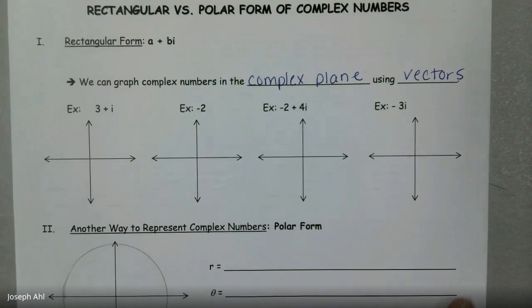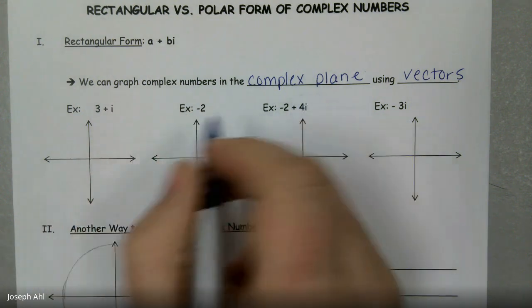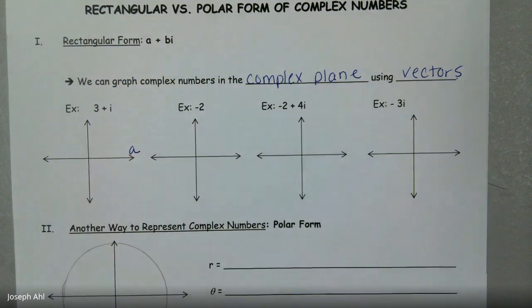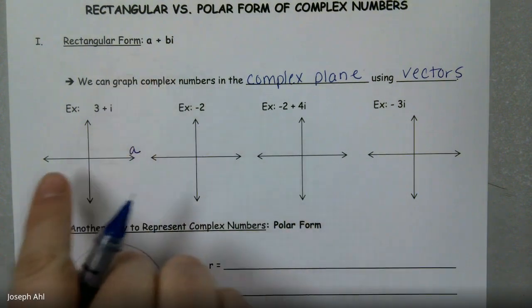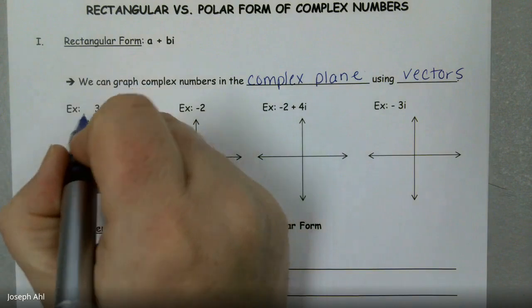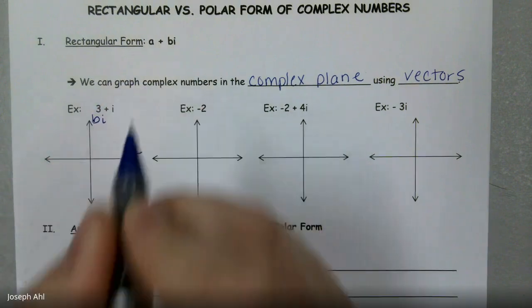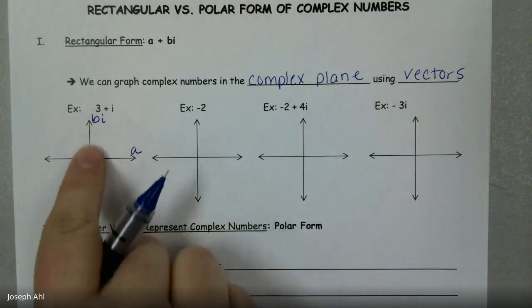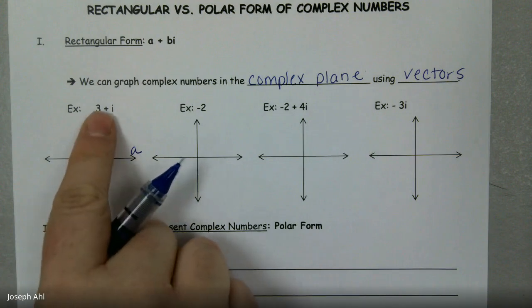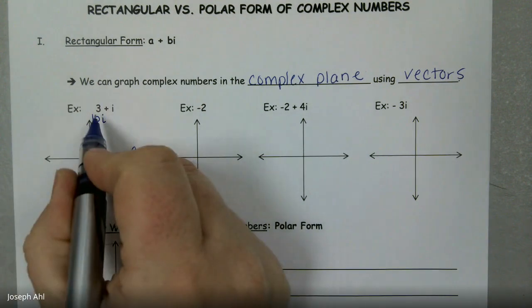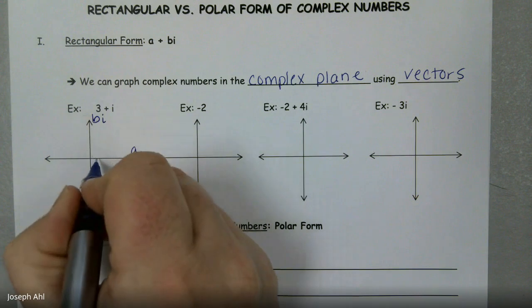So a vector, if you remember the movie Despicable Me, is something that has magnitude and direction. So magnitude is a length. Direction, of course, is just where it's headed. So when we define our axes in the complex plane, we're going to have the x-axis be the a-axis, a being the real numbers, and then the imaginary axis, or I'll call this the bi axis, is the one that's vertical. So when we graph something like 3 plus i, the 3 indicates that we're going 3 to the right.